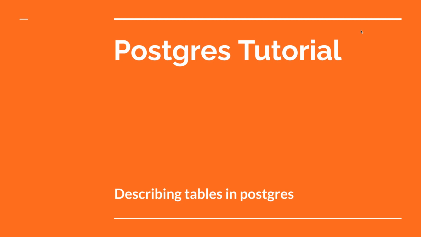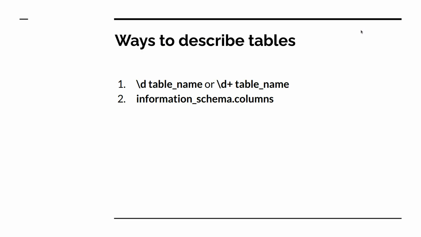In that case, we need to know how we can describe tables in Postgres. And in Postgres, there are two ways to describe a table. The first way is to use either \d table name or \d+ along with the table name. The only difference between \d and \d+ is that \d will give you the basic details of the mentioned table, and \d+ will give you the extended details of the mentioned table. And the other way is to use the information schema.